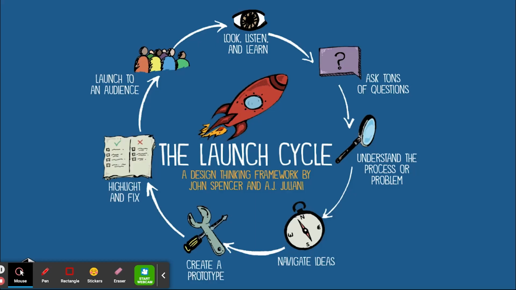And there are specific things that happen at each of those stages, but I found that it was quite difficult to try and get my students to understand some words that were often unfamiliar to them, particularly empathize and ideate. So I've been using John Spencer's LAUNCH cycle, and I find that that's a lot easier for students to understand about each step in the process. So rather than empathize, he calls it look, listen, and learn. Rather than ideate, he talks about navigating ideas. And so for each of those steps in the process, we've got a task that the students can do.